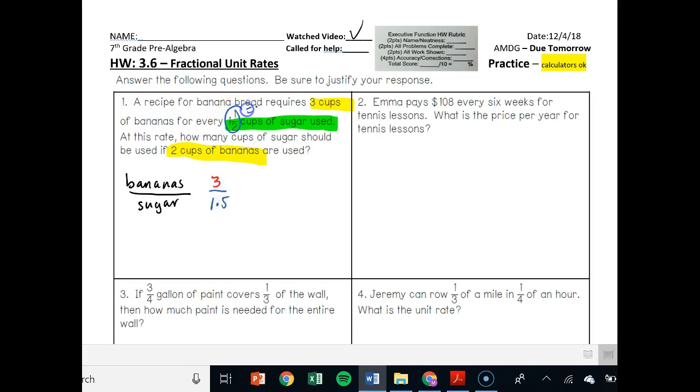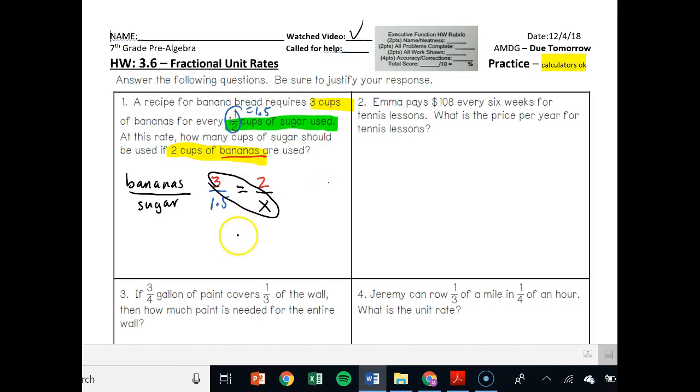So 3 over 1.5 is equal to, at this rate, how many cups of sugar should be used if 2 cups of bananas are used, right? 2 cups of bananas. I got bananas on top, so 2 goes on top, and we got x on bottom, right? So for those of you who are like 3 over 1.5, that's equal to 2 over, I don't know. Let's go ahead and cross multiply.